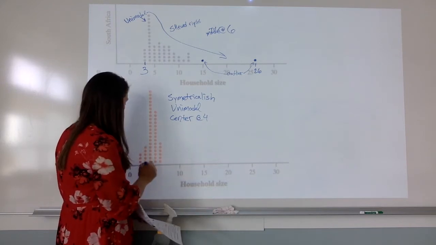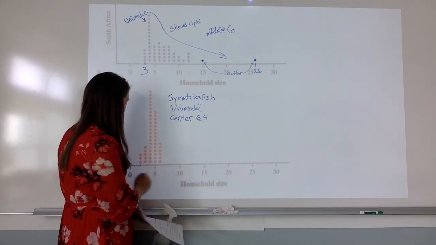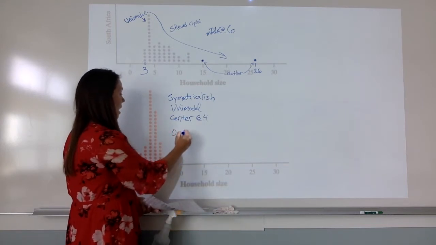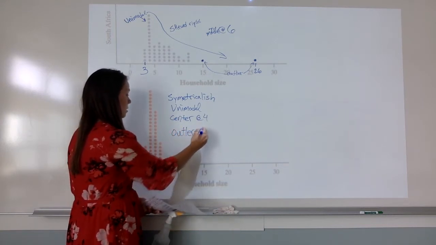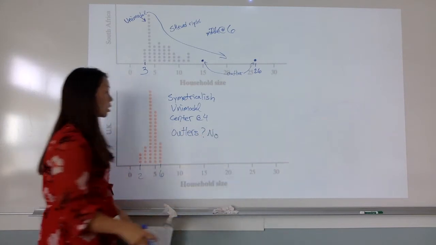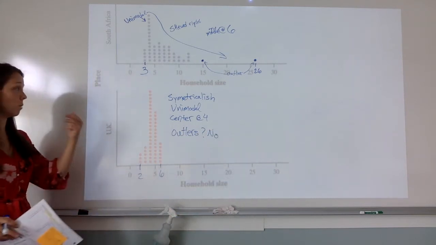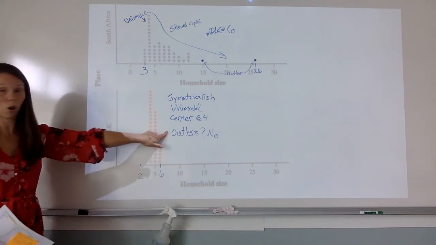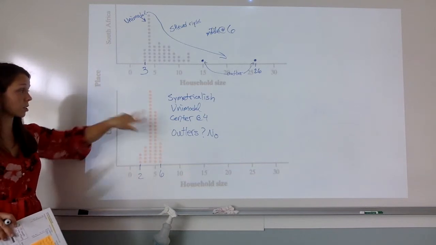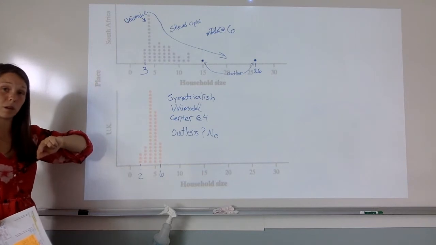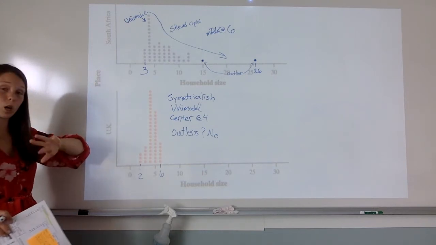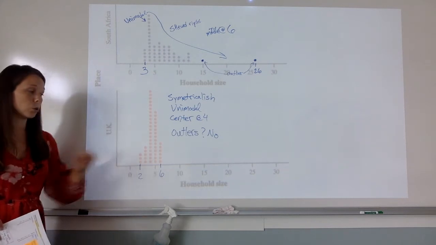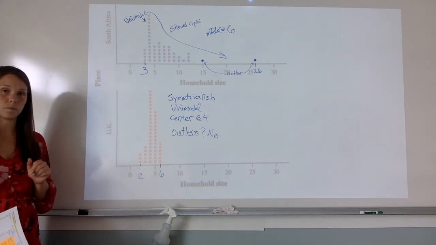And then this one goes from 2 to 6. And this one does not have any outliers. So in terms of my annotation piece, my shape is symmetrical and unimodal. Outliers, there are none. Center is approximately 4, that's the middle of the data set. And in terms of spread or variability, it goes from 2 to 6 people for household size.